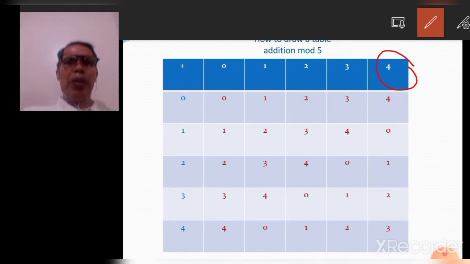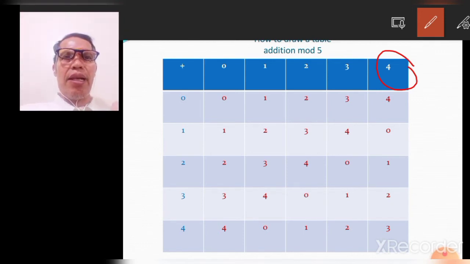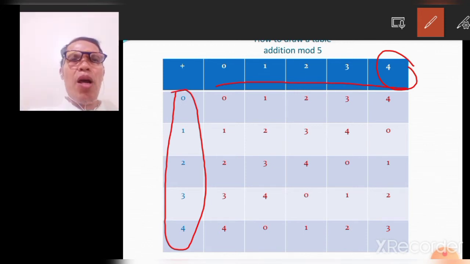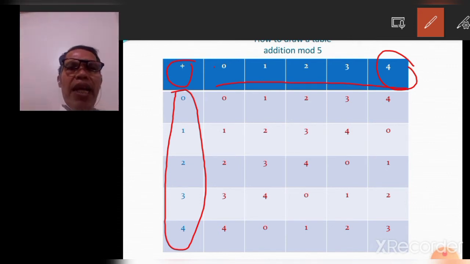Okay, so whatever number is written on the horizontal line must be written also in the vertical location. So in the table, we have the plus sign, which means that the operation is addition. Now, all the numbers written in red color are what we call the leftover or the residue, the modulo residue. They are the numbers after dividing. The result is the number written in red.